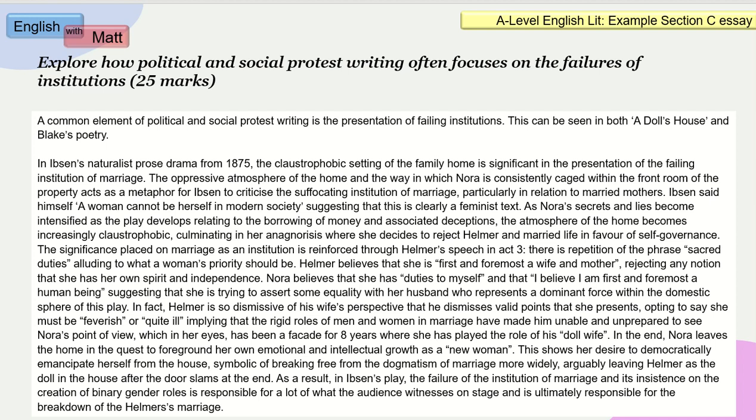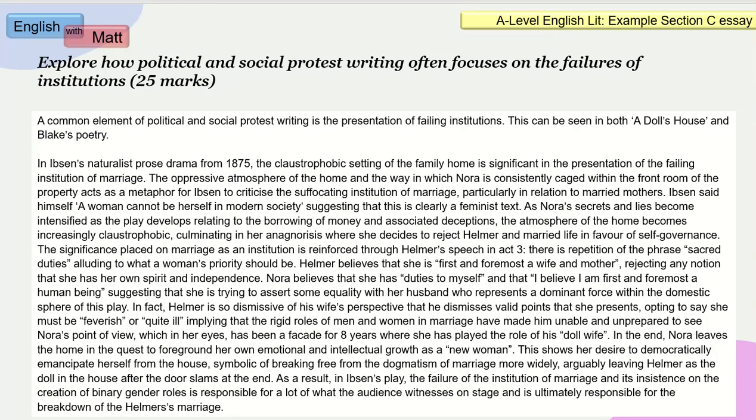The oppressive atmosphere of the home and the way in which Nora is consistently caged within the front room of the property acts as a metaphor for Ibsen to criticise the suffocating institution of marriage, particularly in relation to married mothers. Ibsen said himself, "A woman cannot be herself in modern society," suggesting that this is clearly a feminist text. As Nora's secrets and lies become intensified as the play develops, relating to the borrowing of money and associated deceptions, the atmosphere of the home becomes increasingly claustrophobic, culminating in her anagnorisis, where she decides to reject Helmer and married life in favour of self-governance.